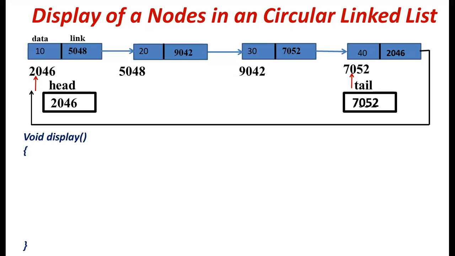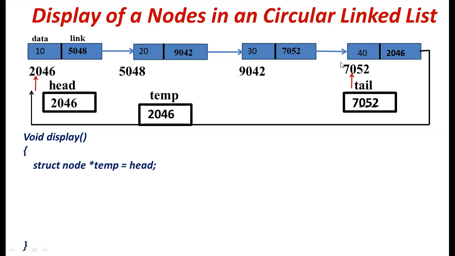Now we need to declare the temporary variable which is pointing to our root. So struct node pointer temp which is equal to head value. So the temp variable is also pointing to the first node. Now what is that? We have to traverse until the last node.